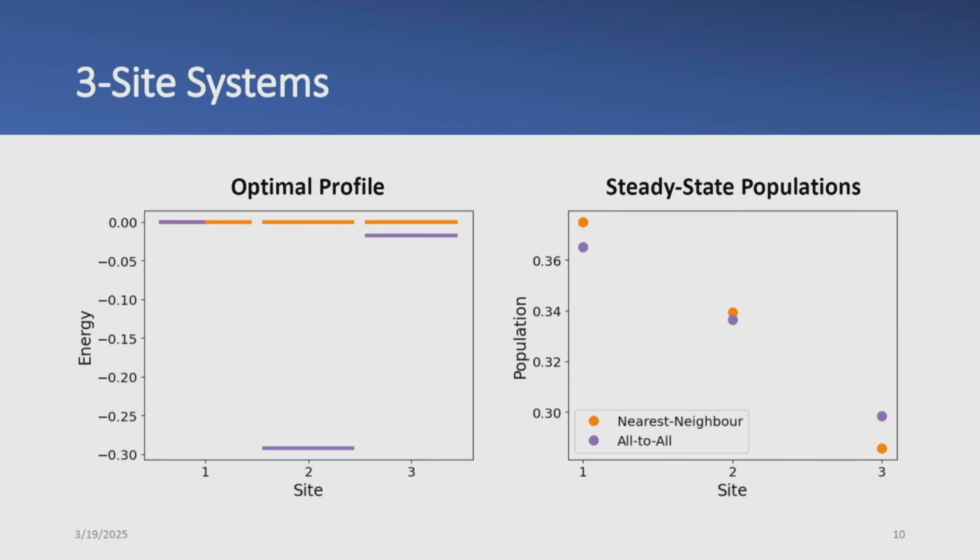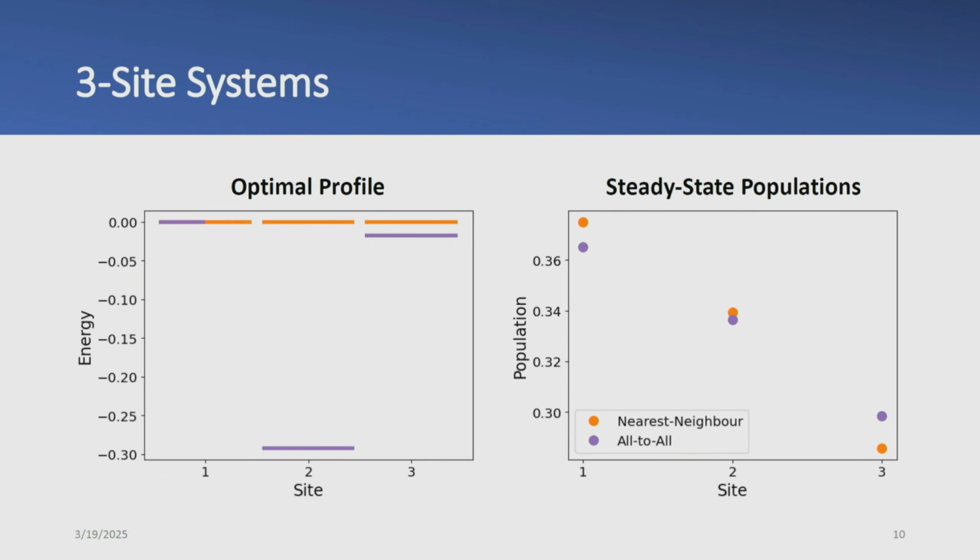There we go. To start off, I looked just at 3-site systems because, as I'm sure we all know, only the energy differences impact the behavior of the system. So with 3 sites, I only have 2 independent energy differences. And to simplify things further for the optimization, I fixed the first site energy at 0.